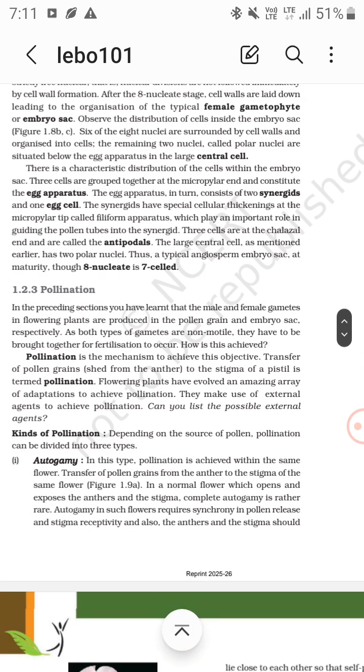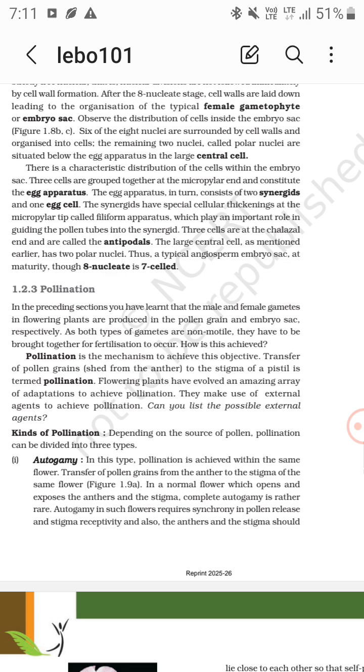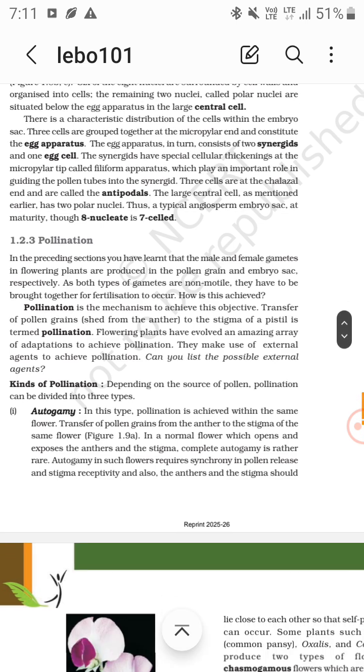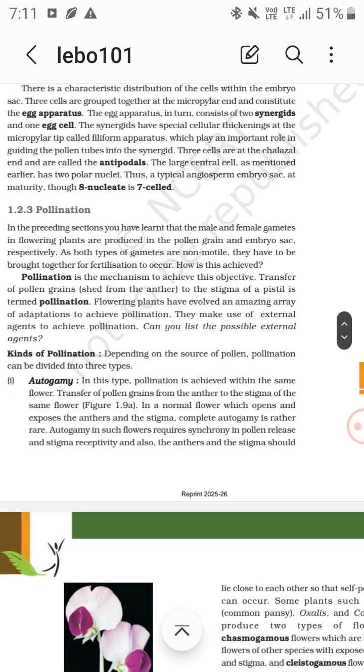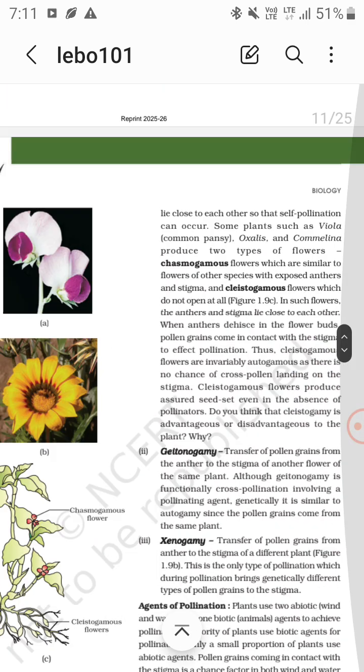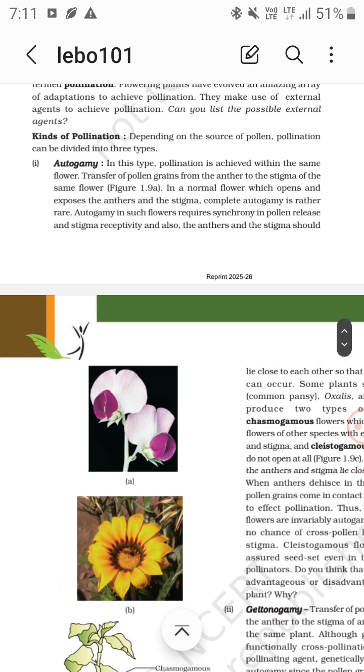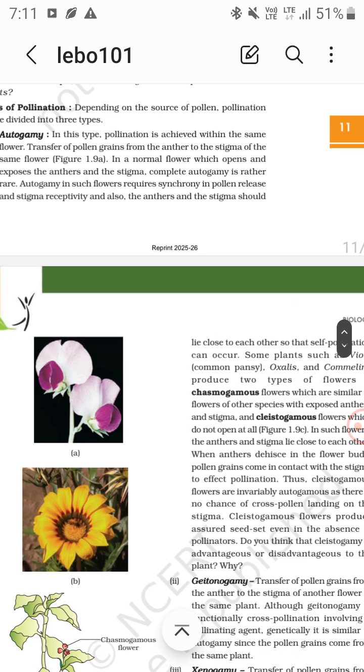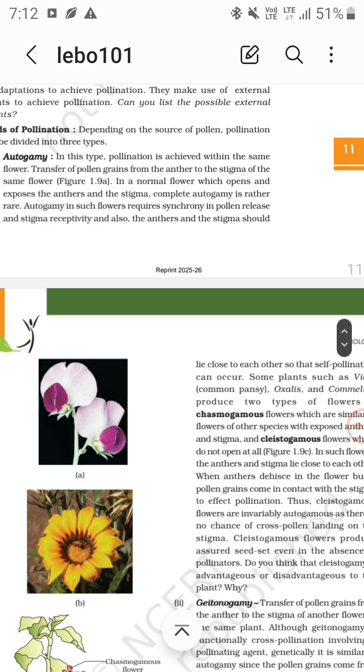Now pollination is the mechanism of transfer of pollen grains from the anther to the stigma of a pistil. Now, kinds of pollination. Depending on the source of pollen, pollination can be of 3 types: autogamy, geitonogamy, and xenogamy. Same flower, same plant is autogamy, and the flowers are bisexual. Autogamy occurs in cleistogamous and chasmogamous flowers.